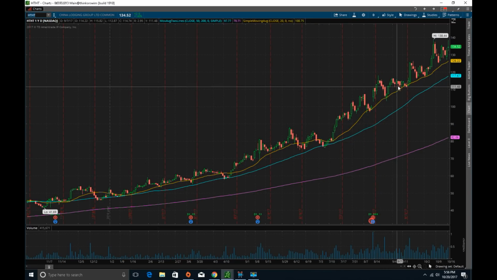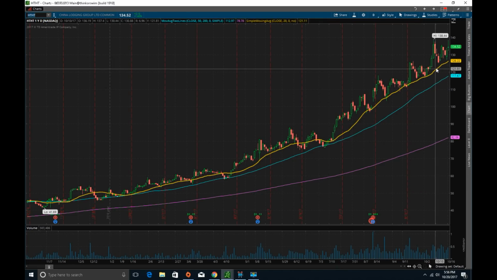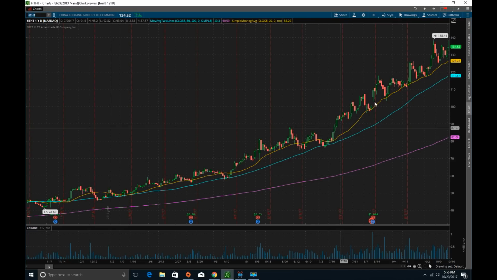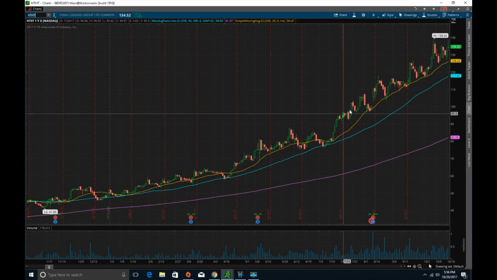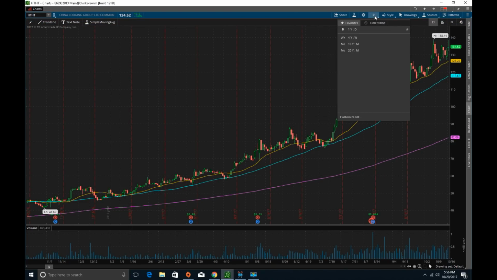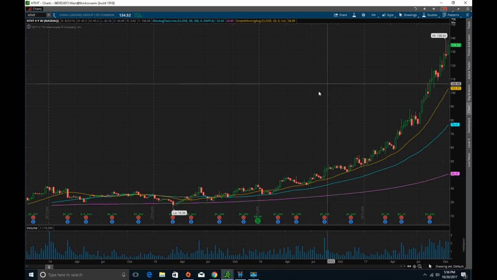It hit 1, 2, 3, 4, almost hit there. I mean, it's just staying at that 20 pretty much. So you can see how that's helpful in determining the strength of the trend and where you can place your stop losses at the beginning of a breakdown of a trend. If we move to the weekly, you can see the real strength of this.